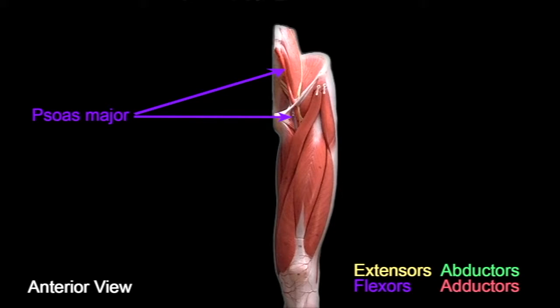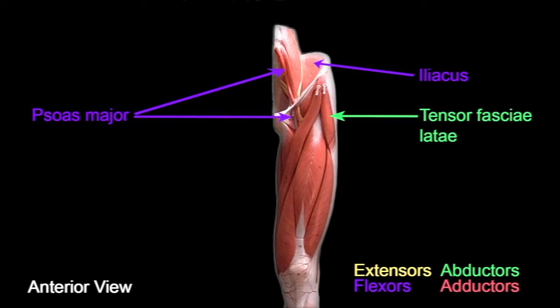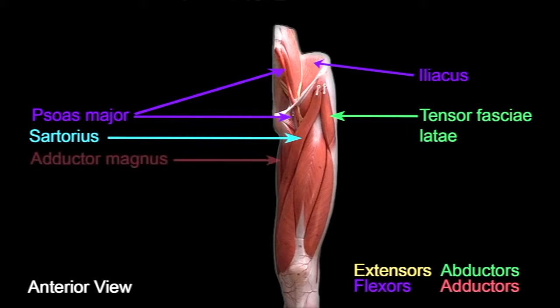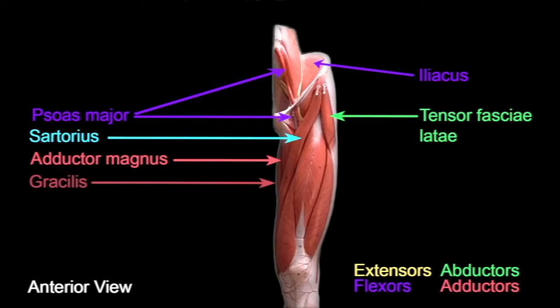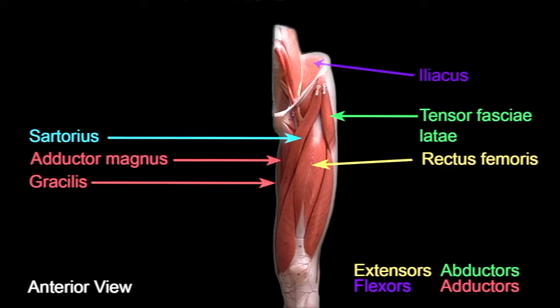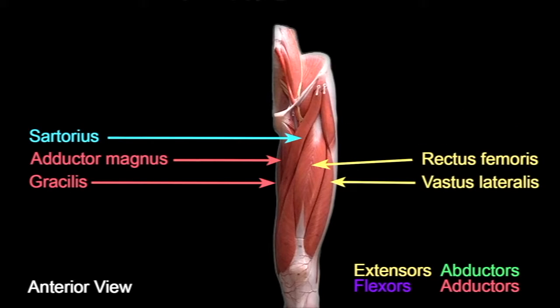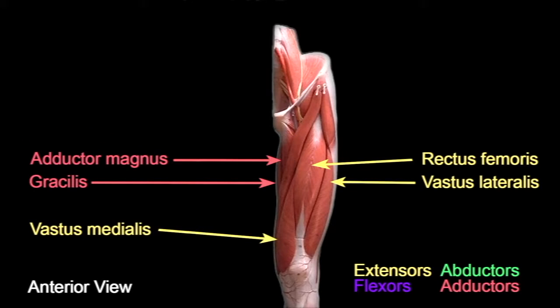Psoas major, iliacus, tensor fascia latae, sartorius, adductor magnus, gracilis, rectus femoris, vastus lateralis, vastus medialis.